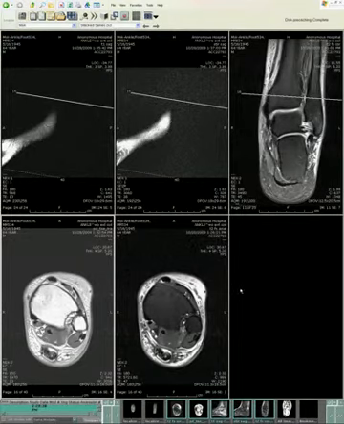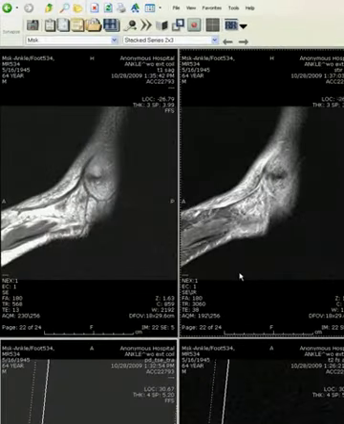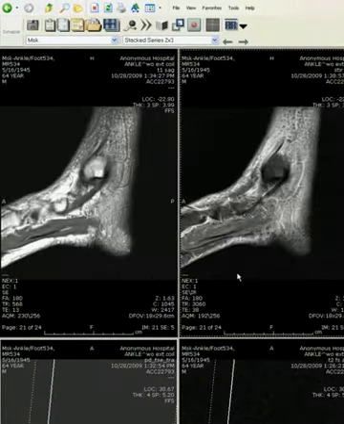This is a 64-year-old man with symptoms of feeling a pop and questionable Achilles tendon tear. We will begin by looking at our sagittal images, as that's the primary plane. We frequently evaluate the Achilles tendon in.